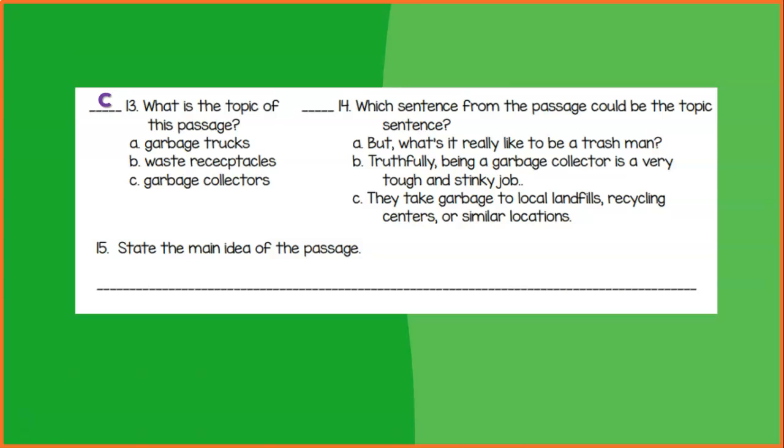Which sentence from the passage could be the topic sentence? But what's it really like to be a trash man? Truthfully, being a garbage collector is a very tough and stinky job. They take garbage to local landfills, recycling centers, or similar locations. The answer is B. The topic sentence lets us know what the topic of the entire passage is about. And when we read this whole passage, it's all about how being a garbage collector is hard and it can smell. So what's the main idea of the passage?